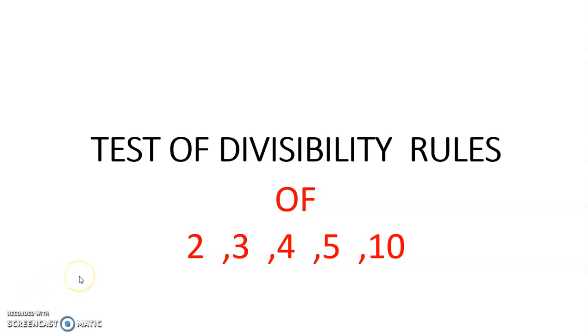Now let us understand the test of divisibility or the rules. If we give you any number and ask you to check whether it is divisible by 2, 3, 4, 5 or 10, what will you do? You have to divide the number and then you can say whether it's completely divisible or not. But there are rules also in which, without actually dividing, you can say whether it is divisible by 2 or not. So what are the rules? Let us learn one by one.